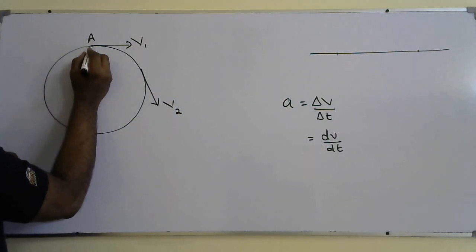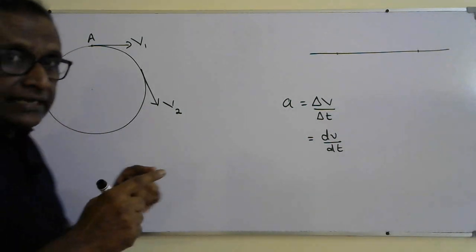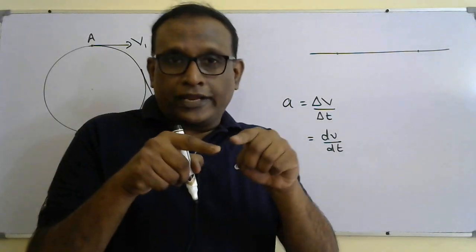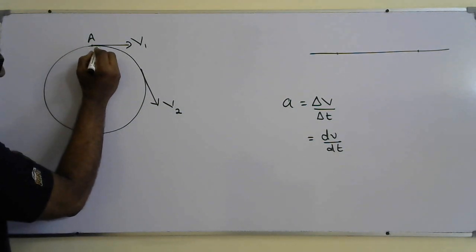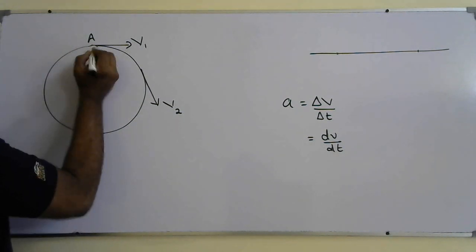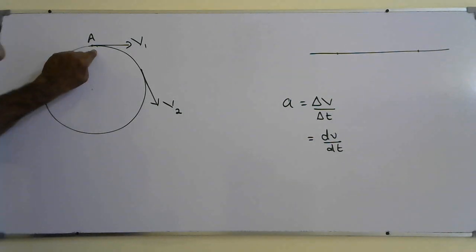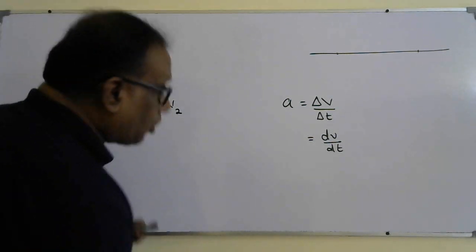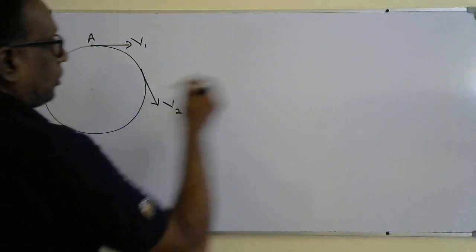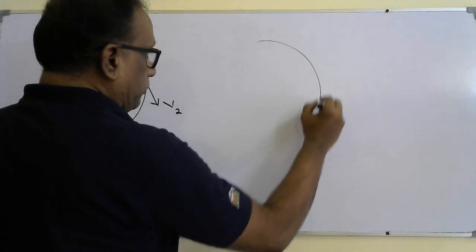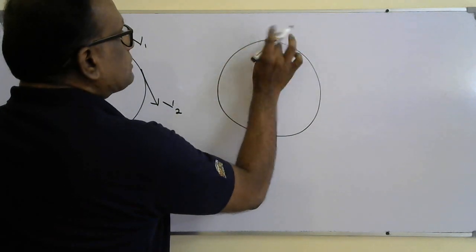I consider point A, and I'm going to find the direction of acceleration at point A. So I'll consider another, much closer point. Can't see it when I mark it on the board. So I'm going to draw an enlarged diagram, the same thing like this. So this is point A.